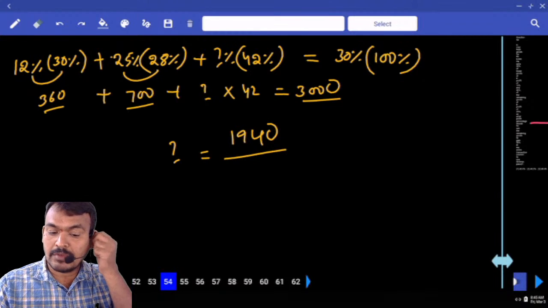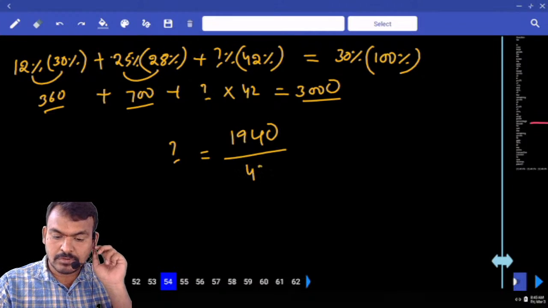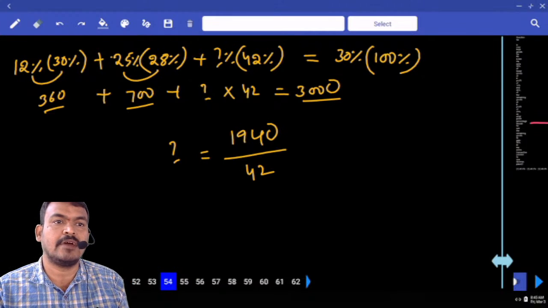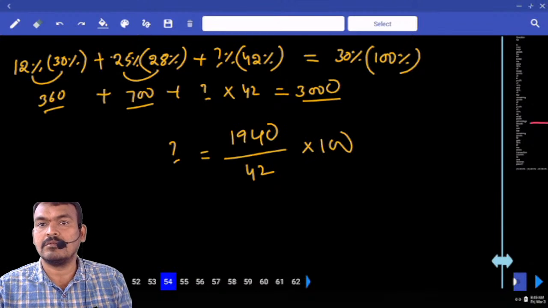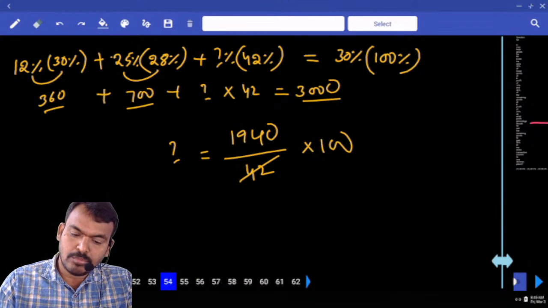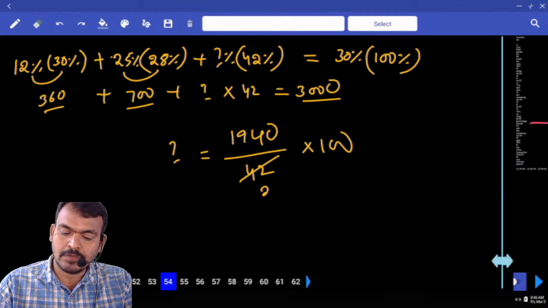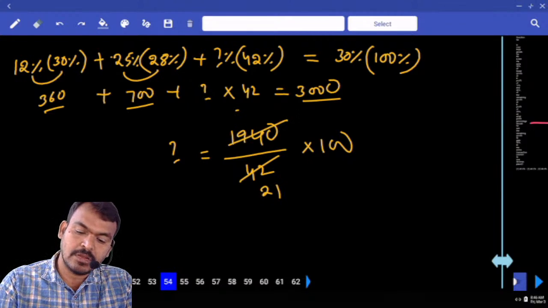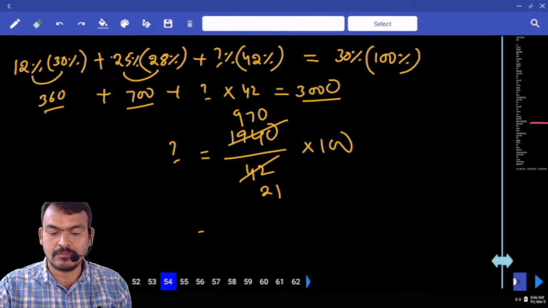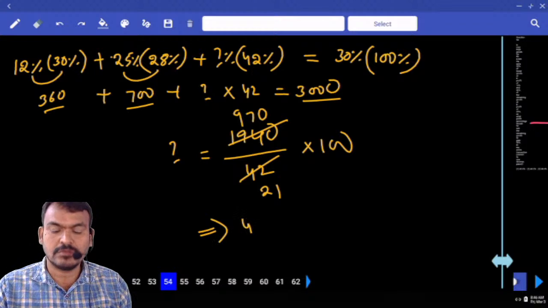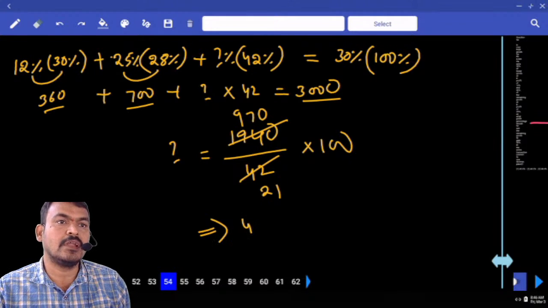Something equal to 1940 by 42 or not? We required percentage or value? Percentage. Multiplied by which one? 100 or not? 2 how many times? 21. 2 how many times? 9. 7. 970 or not? 970 divided by which one? 21 or not? 21 for the how much? 84. What is the remaining value?